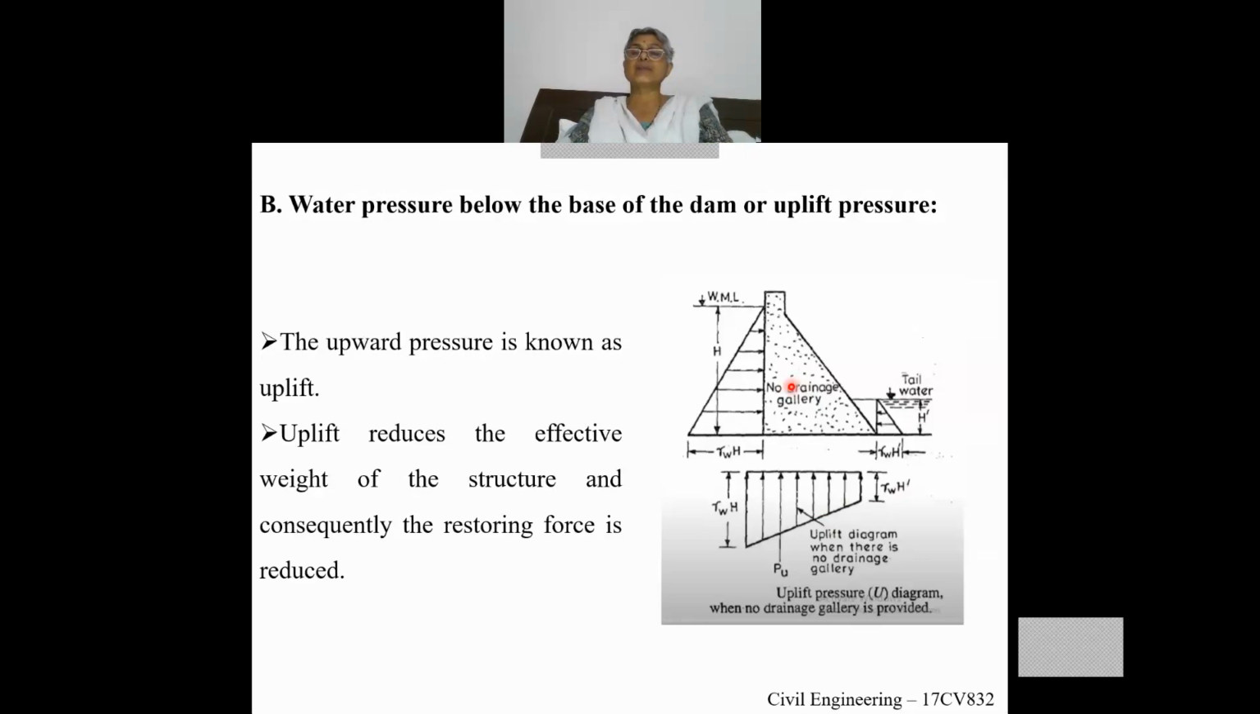So we also know that the weight of the dam is the main force which causes stability of the dam. Therefore, when the weight reduces, the stability reduces. So what is it that we have to do? We have to somehow reduce the uplift pressure.